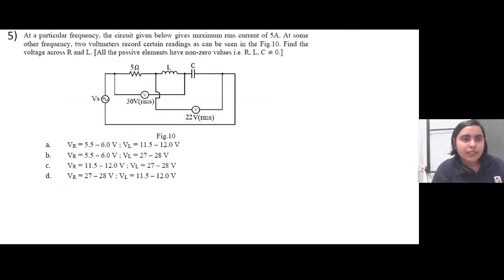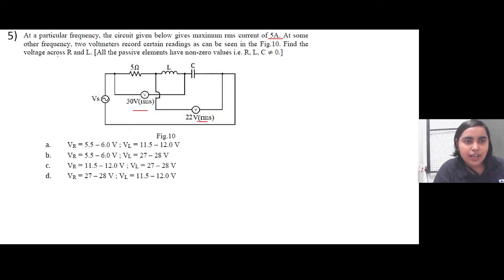In this particular circuit, it is given that at a particular frequency, the circuit below gives a maximum RMS current of 5 ampere. At some other frequency, the 2 voltmeters record certain readings as shown in here.